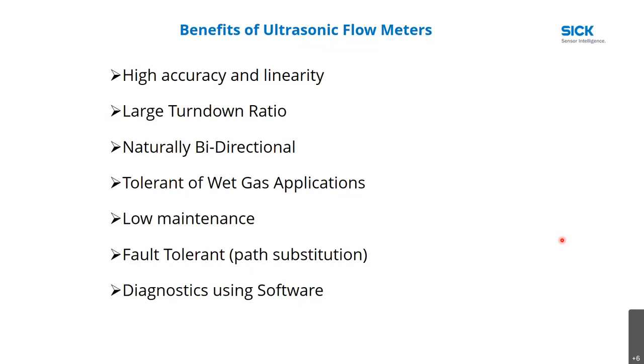It's fault tolerant, which means that it keeps the historical ratios in relation to the flow profile as the gas is coming down the pipeline. And if for some reason you get a transducer path that fails, it can substitute a flow reading so you don't lose your accuracy. And of course, one of the biggest things with the ultrasonic meter is the diagnostics using the software.